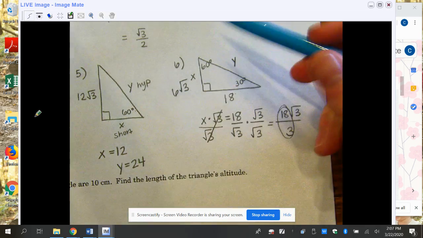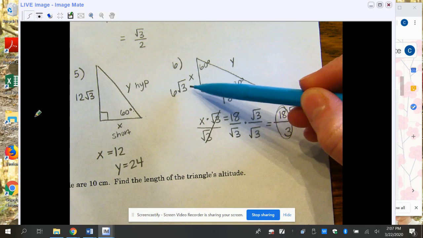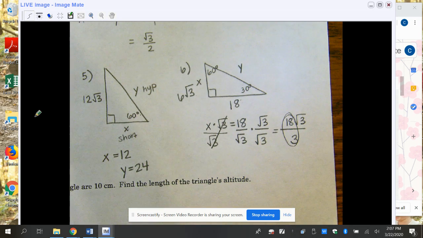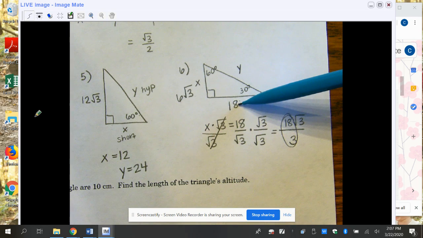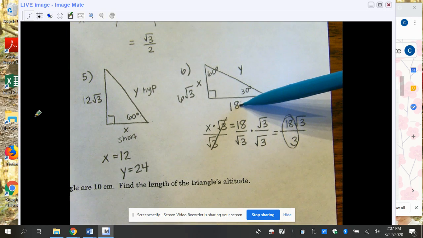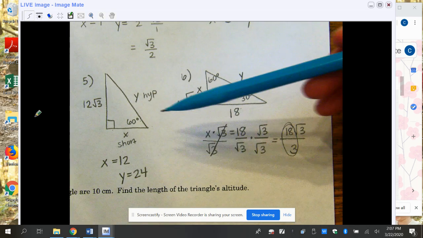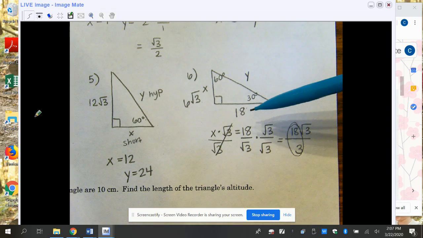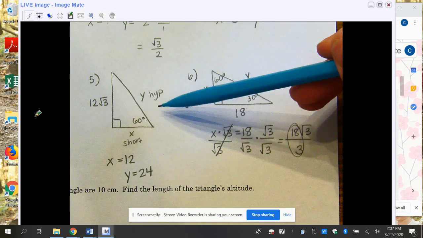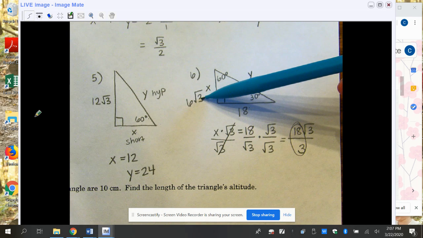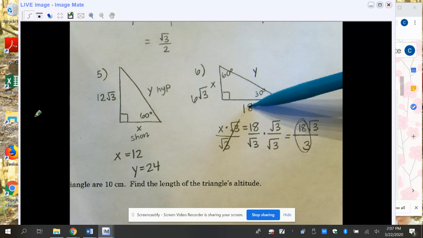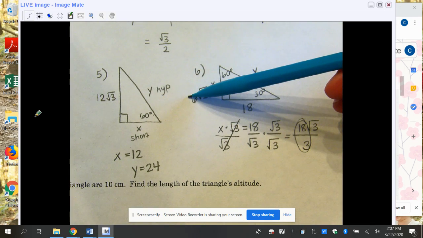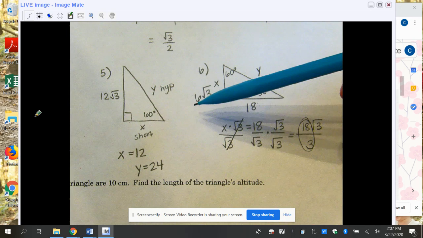So again, look at the relationship between the 6 radical 3 and the 18. It's exactly the same as it was with the 45, 45, 90 when our hypotenuse was a whole number. We divided it by 2. That was what went on the outside, and then we kept the 2 underneath the radical. It's the same thing here, except now we're dividing it by 3 because we need that radical 3 underneath. So if that had been a 21, that would be 7 radical 3. If that were 24, that would be 8 radical 3.